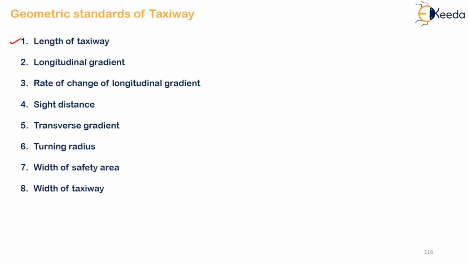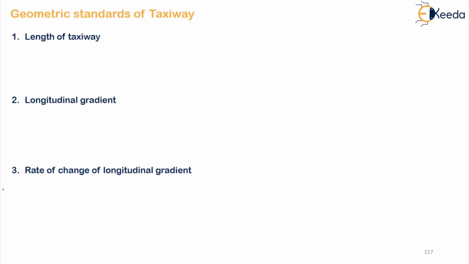The first one is the length of taxiway, second one is the longitudinal gradient, third one is the rate of change of longitudinal gradient, fourth one is the sight distance, fifth one is the transverse gradient, sixth one is the turning radius, seventh one is the width of the safety area, and the last one is the width of the taxiway. Now let us individually study each one of it.